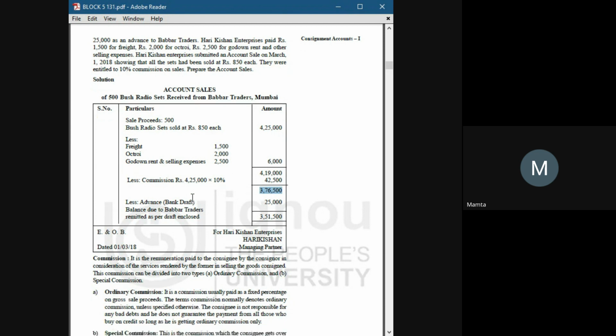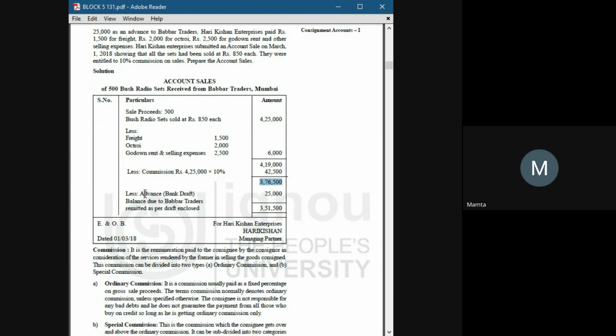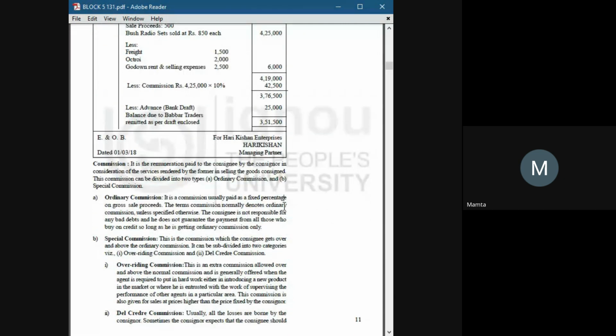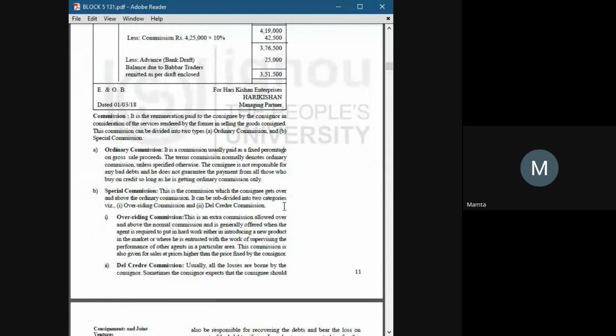And one more thing is remaining. We have deducted the advances, meaning the bank draft balance due to Barber Traders remitted as per draft and closed. So 3,51,500 was sent to Barber Traders by Hari Krishna Enterprises. That's how consignment work is done. Is it clear? It's easy. Yes, ma'am.